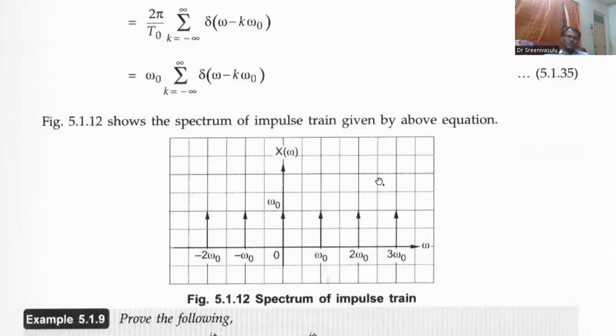So from this, the conclusion is that whether it is a periodic signal or a non-periodic signal, the Fourier transform can be applied successfully. It is the advantage of the Fourier transform compared with the Fourier series.